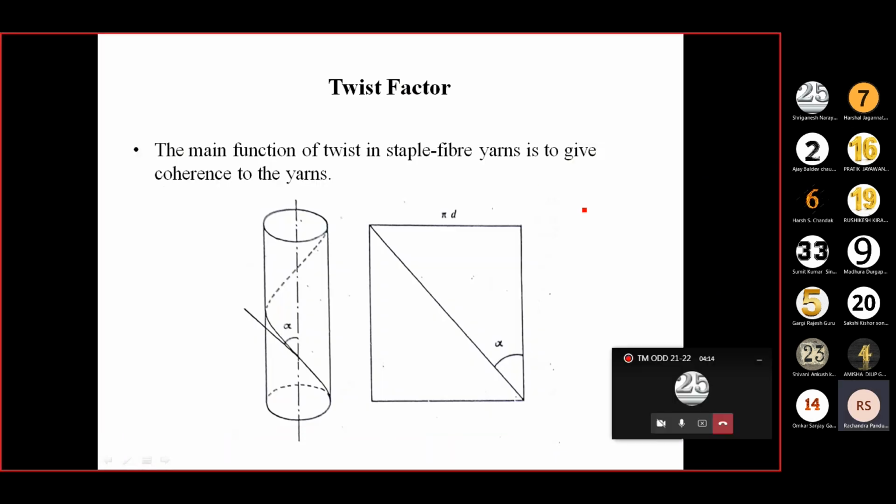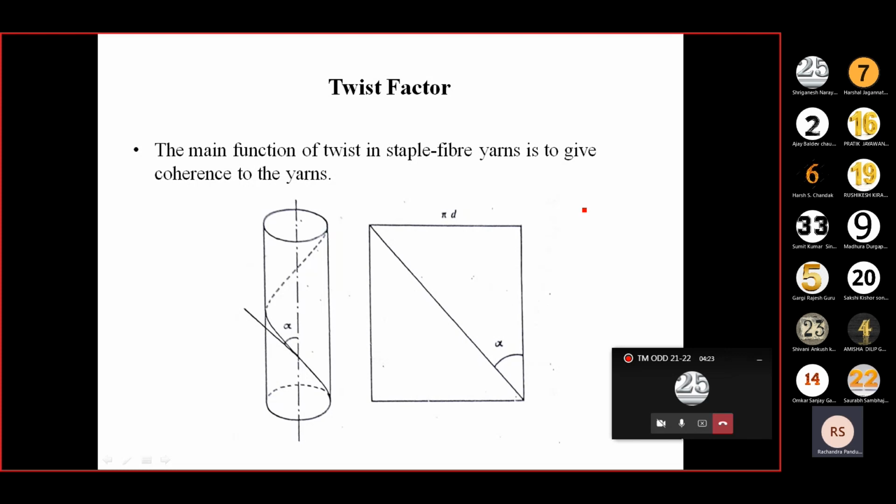Today we will see the examples based on twist factor, and if time permits, we'll see the examples based on irregularity of the yarn. So you already know the concept of this twist factor, right? So we know what the function of twist in the yarn is.